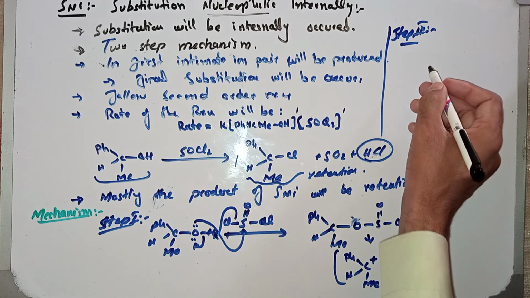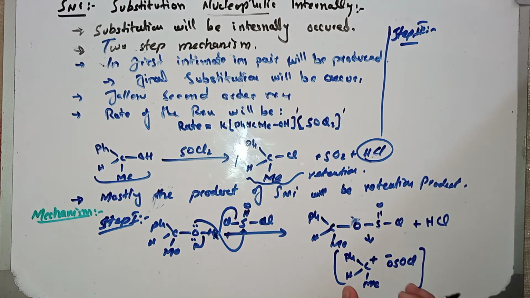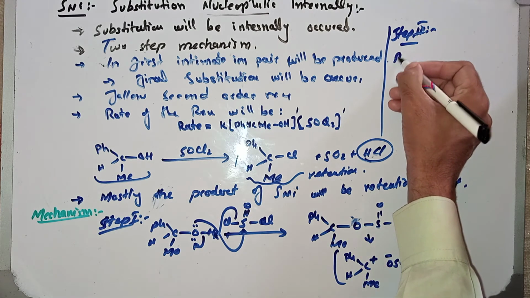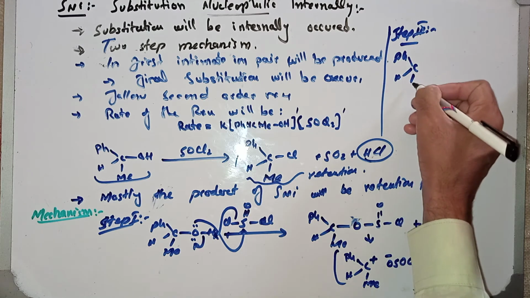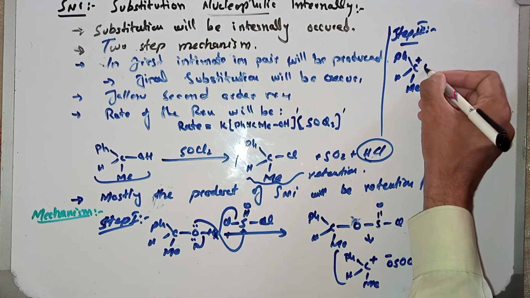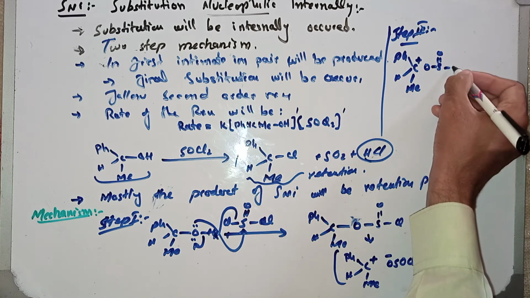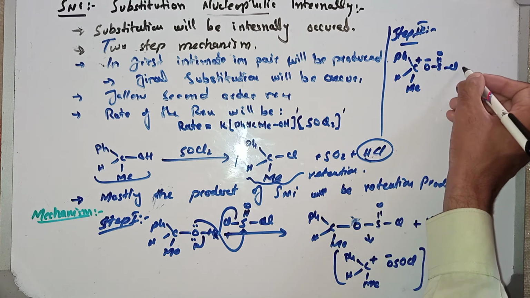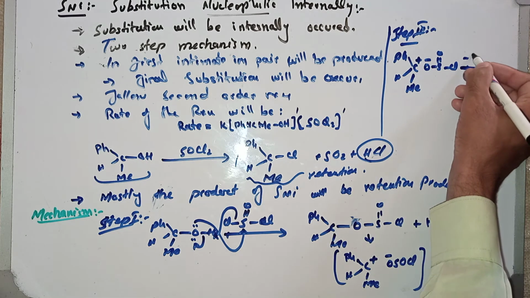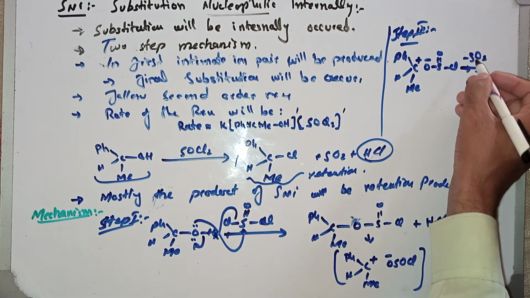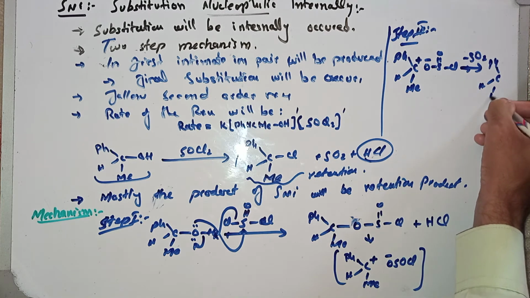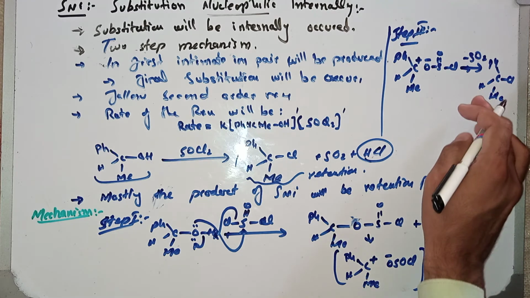In step number 2 it will be like this. This is the intimate ion pair, that is phenyl CHMe plus, O S double bond O Cl negative. So it will directly generate, due to loss of SO2, PhCHMeCl. This is the final product, plus SO2.